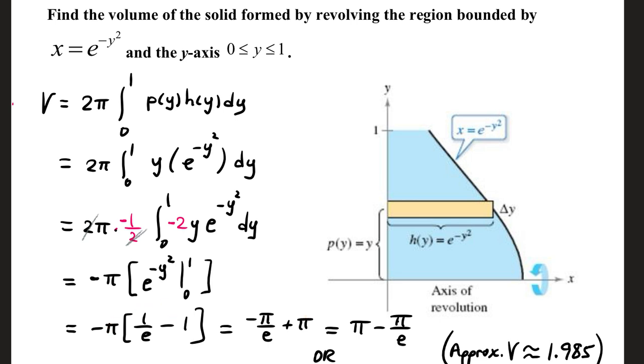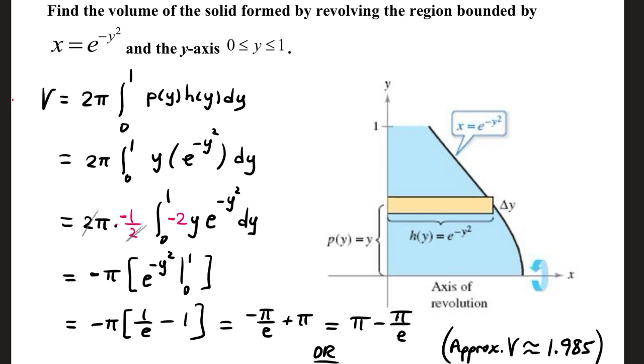And if you wanted to reverse your order, then you have pi minus pi over e. Either of these answers is totally fine. And if you approximate to 3 decimal places, your volume is approximately 1.985 cubic units.